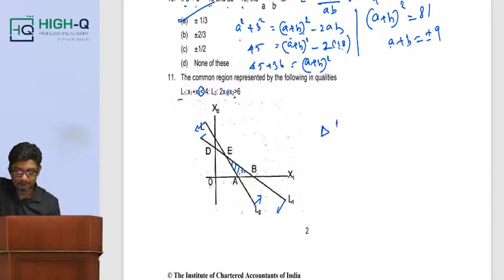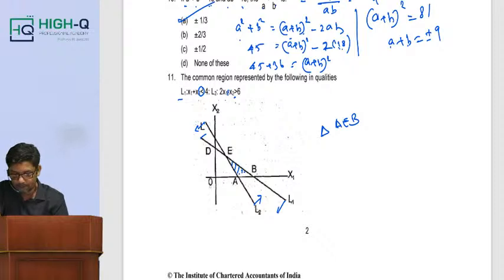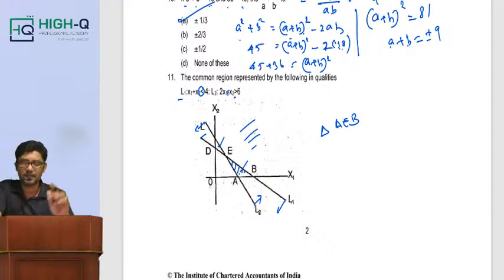Therefore triangle AEB is our answer. I think the people who attended my session know one thing: when less than and more than both are coming, our answer is going to be either this area or this area, because this area is all greater than or equal to, and this area is all less than or equal to.